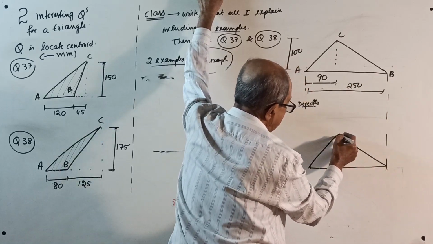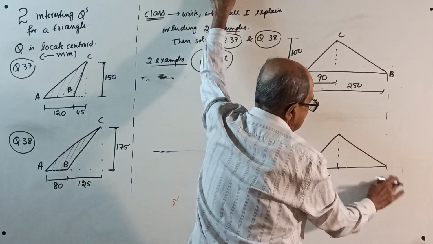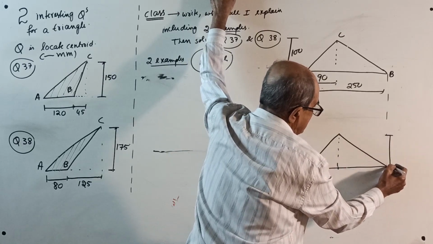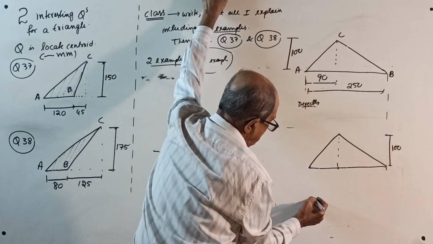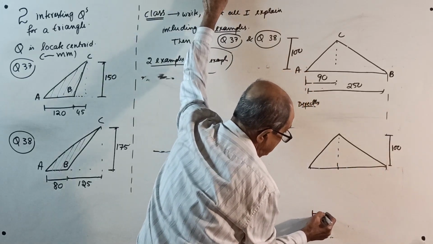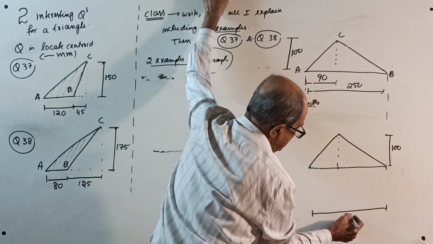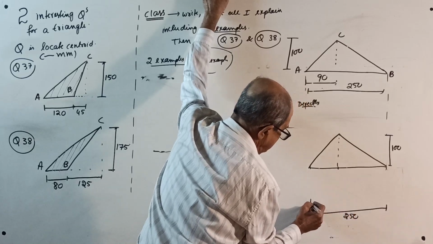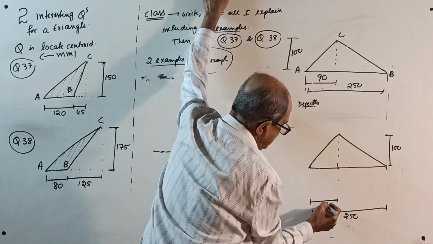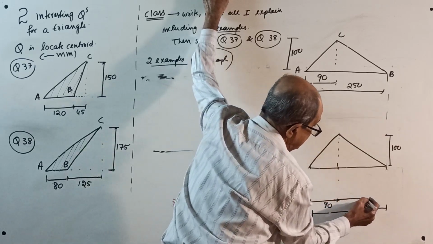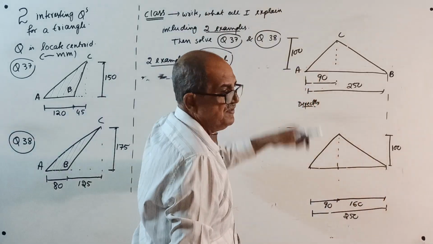This is a triangle. This height, I'll put height here. Height is 100. I'll put here now, full base. Full base is 250. If full base is 250, and this distance is 90, this distance is 160. Why 160? I can't explain.